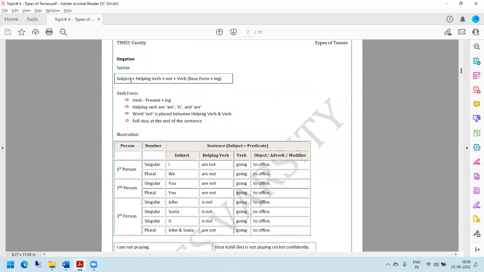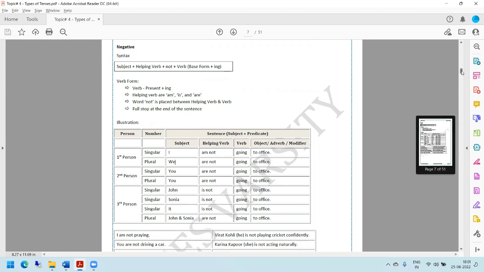In negative, it is subject plus helping verb plus verb, and additionally the word not is used. This is the only difference between affirmative and negative. The verb form remains the same. Similarly, you can say: I am not going to office. We are not going to office. You are not going to office. John is not going to office. Sonia is not going to office. It is not going to the forest. And John and Sonia are not going to office.